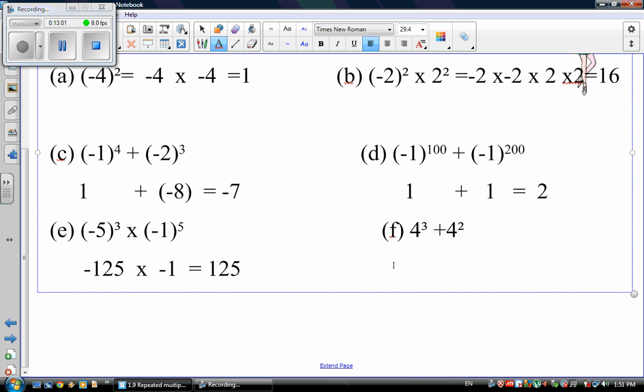The last one. 4 to the power 3 means 4 multiplied by 4 multiplied by 4, which will be 64, sure. Plus 4 to the power 2, or square of 4, means 4 multiplied by 4 equals 16. And then we have to add. The answer will be 80.